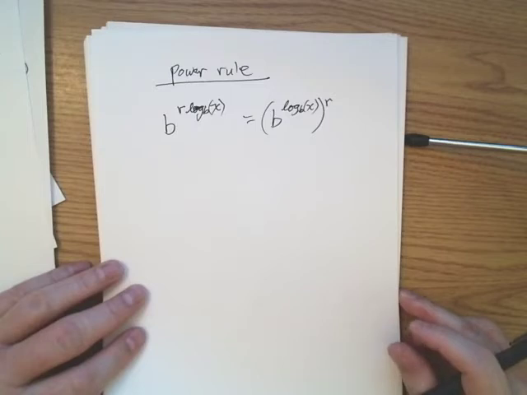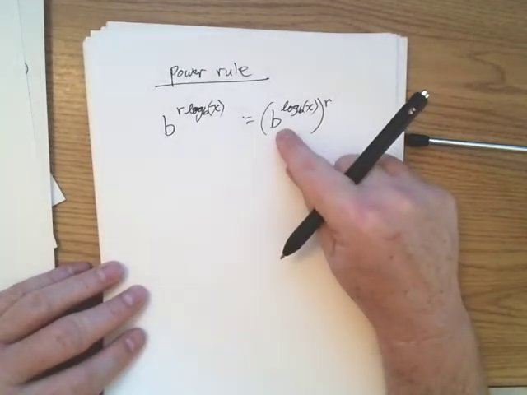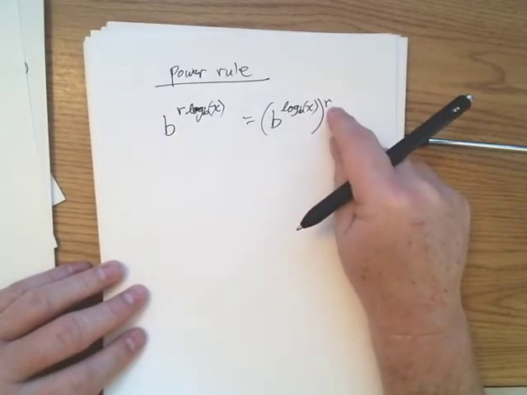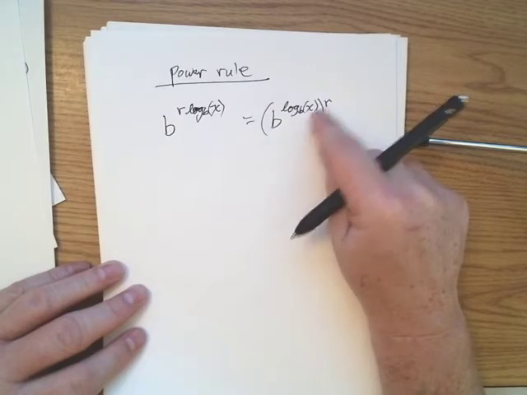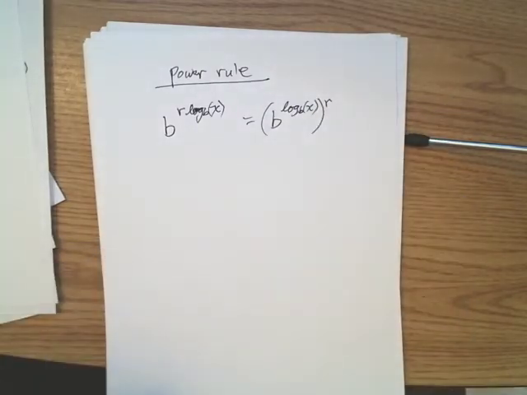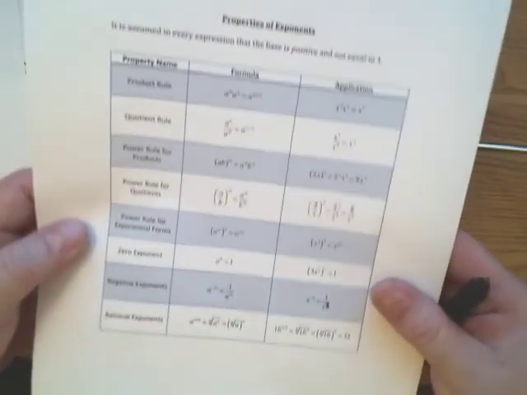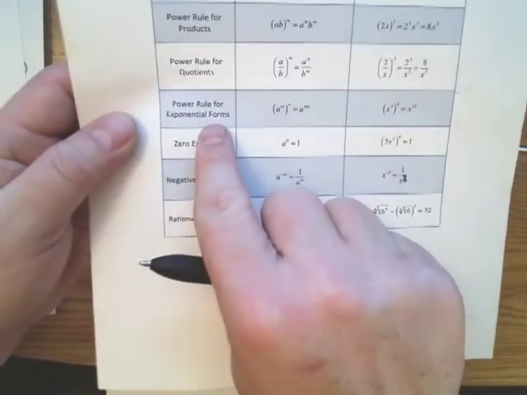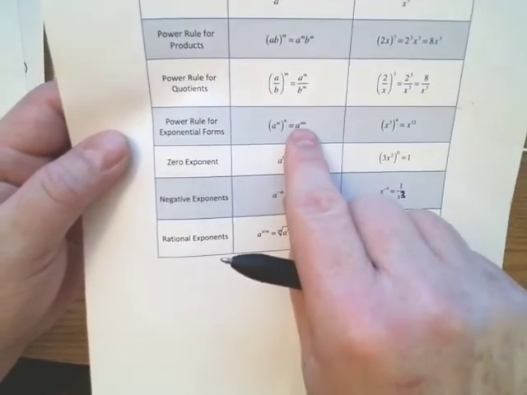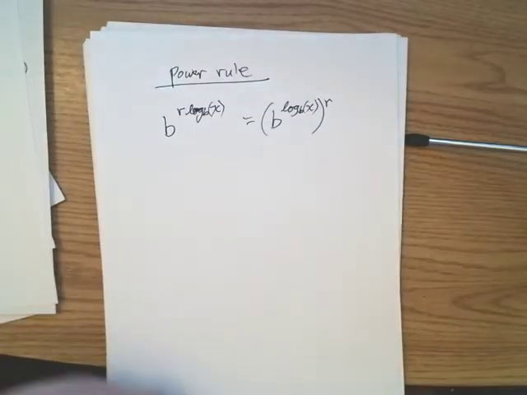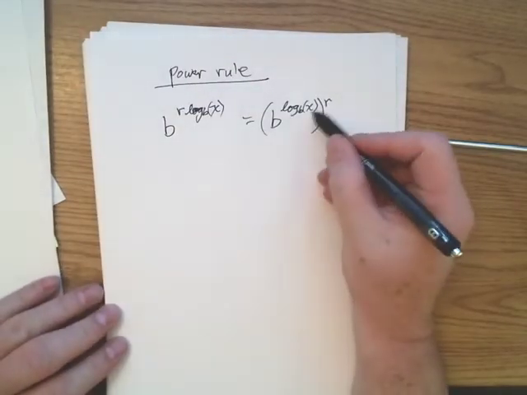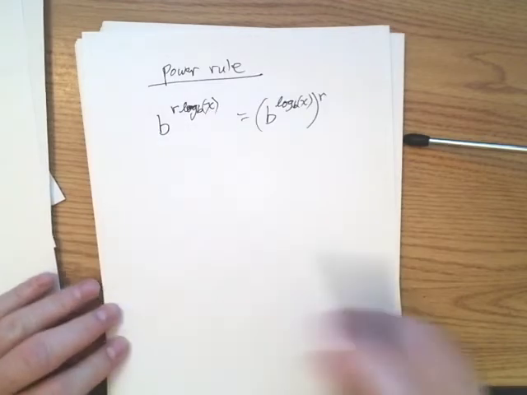How does that hold? Well, do you remember this property? A base to a power, what can you do? You can just multiply the two powers together, the two exponents. Remember, that's a fundamental property. We showed that in the power rule for exponential forms. Remember that one? That's all I'm doing. I would take the product of these two and I would be getting that.